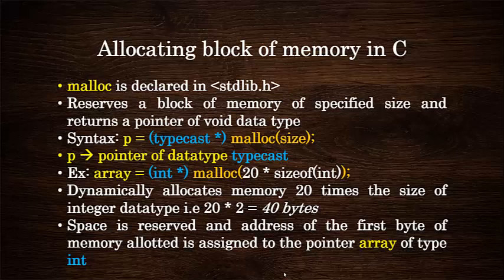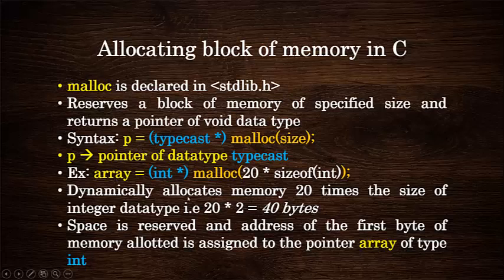And always remember, your array that is present on the left hand side will be of the typecasting data type, that is integer. Whatever typecasting you use when the memory is allocated, the same data type should be declared for the pointer variable that is present on the left hand side. So this is the syntax, and I have given one example as well.